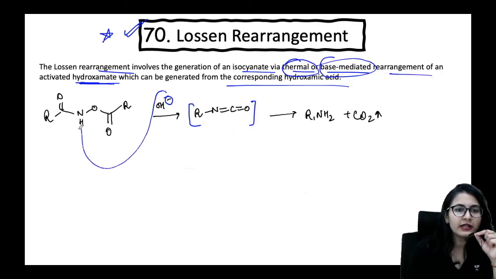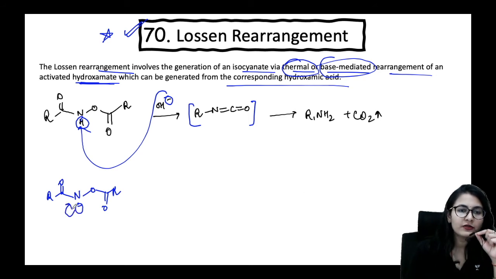OH minus is going to attack over this proton. This proton is being removed from here, and then you have a negative charge on the nitrogen. What will happen? The negative charge on the nitrogen, guys, once again, you can just remove this whole ester group and you can get the nitrene, but we can just directly write it like this.